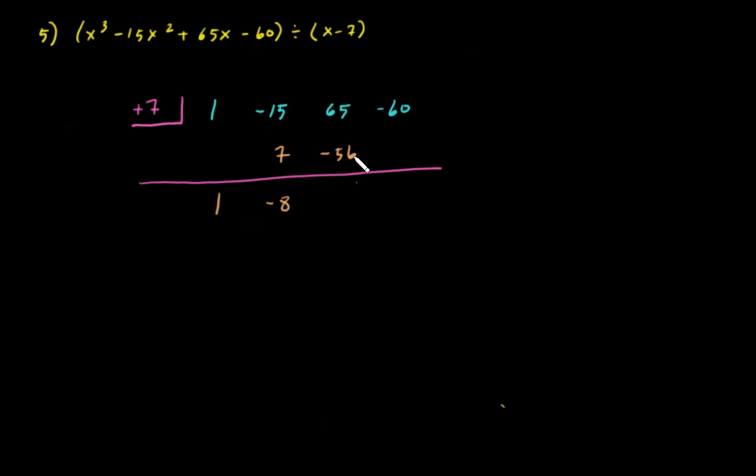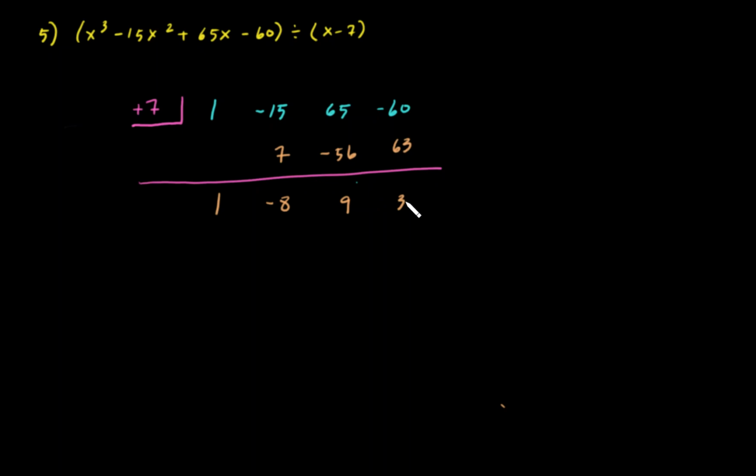65 minus 56, because you add the two terms up, is a positive 9. 9 times 7 is 63. It's a positive 63. And so our last term is a 3.